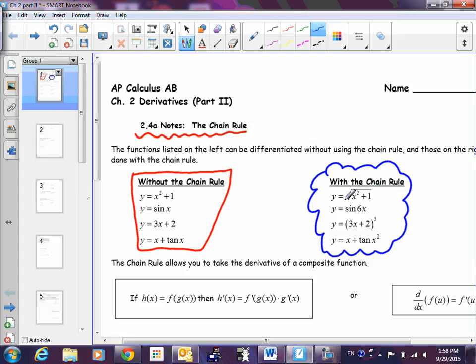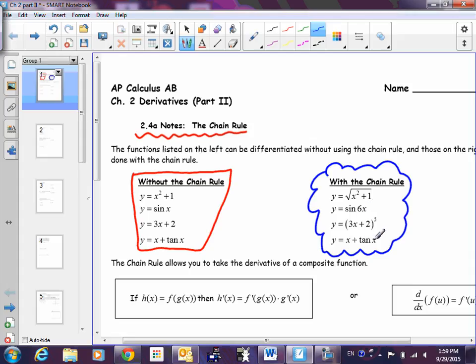I am about to tell you. Do we know how to take the derivative of x squared plus 1? Yes, we do. Do we know how to do the square root of just plain x? Yes, because we can rewrite it as x to the 1/2. But when you put those two things together, we have a problem. Do we know how to take the derivative of just 6x? Yes. Do we know how to take the derivative of sine x? Yes. But sine of 6x, that's a problem.